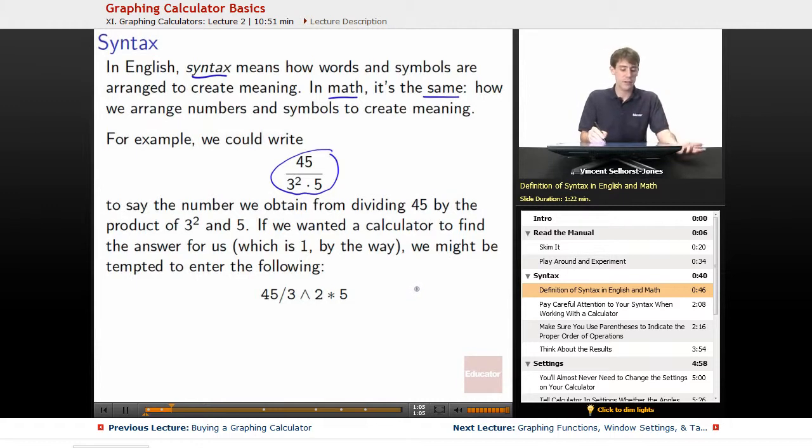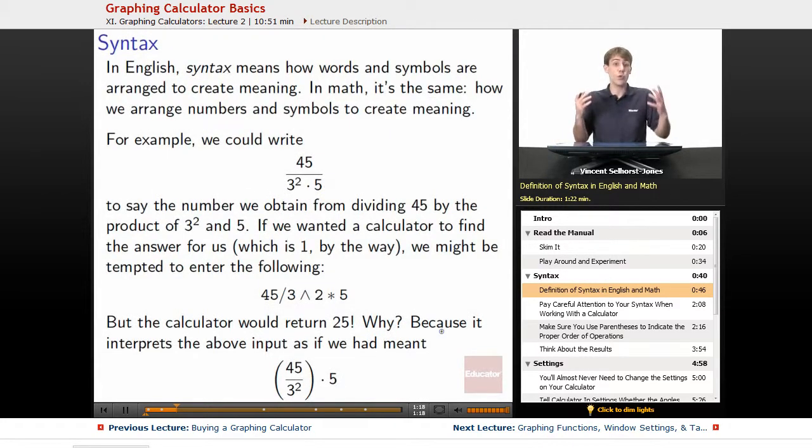If we wanted a calculator to find the answer for us, which happens to be 1, by the way, we might be tempted to enter the following. So we would use this as our syntax for putting it into our calculator. However, if we did that, we'd actually get 25, which is completely the wrong thing. Why? Because it interprets the above as if we had meant 45 divided by 3 squared, times 5.